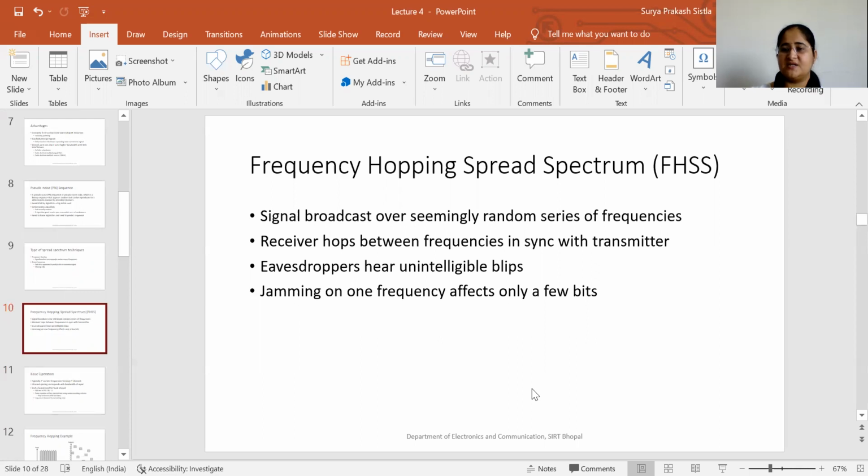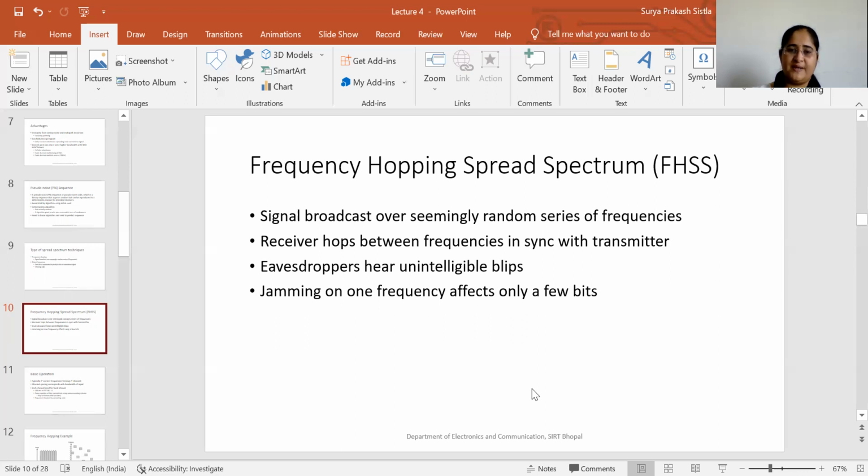In my previous lecture on CDMA, I gave you an overview of the direct sequence spread spectrum technique. In today's lecture, we will mainly focus on frequency hopping spread spectrum and see a little bit about the direct sequence spread spectrum technique. Let's start with frequency hopping. In the frequency hopping technique, the signal is broadcast over a seemingly random series of frequencies. The receiver hops between the frequencies in a synchronized manner with the transmitter.